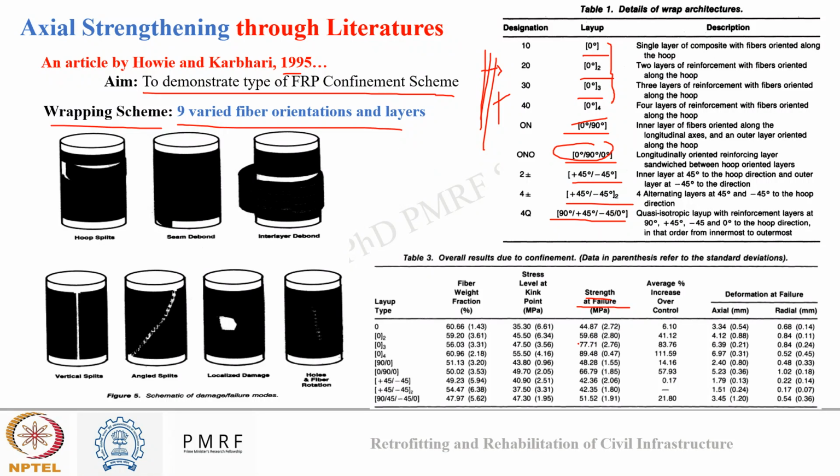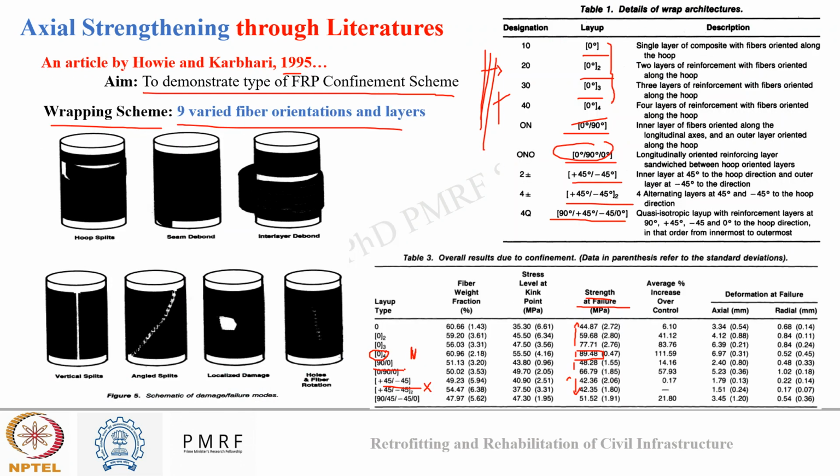and it was observed that with four layers of FRP where the fibers were oriented along the length of the column, the strength at failure was maximum. And it was decreasing as my layers were decreasing. When I was using plus minus 45 degree orientation, my stress carrying capacity was minimum. And as I change from 0 degree orientation to 90 degree also, my stress carrying capacity was decreasing. So here you can see all the things. The maximum was when the fibers are oriented at 0 degree along the length of the column and with four layers.